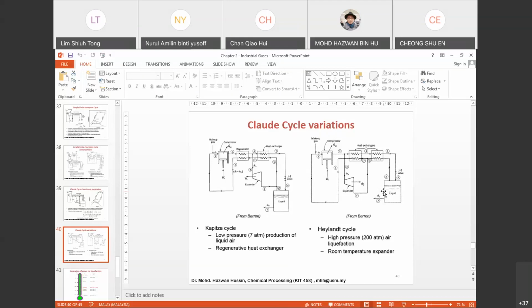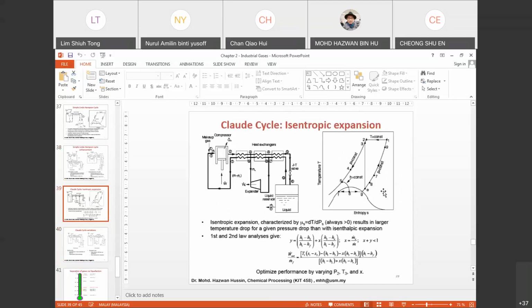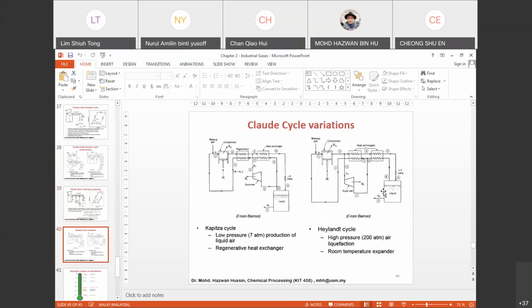Okay. So I hope you guys can understand or can memorize a bit on the Claude cycle and the simple Linde-Hampson enhancement cycle.